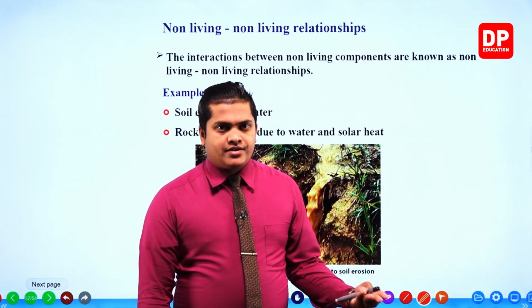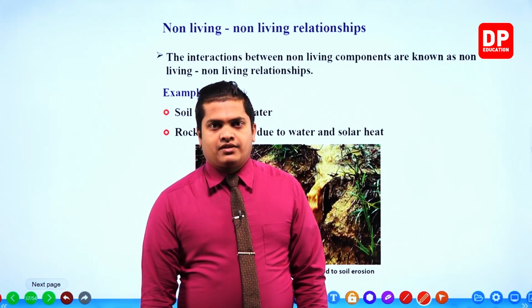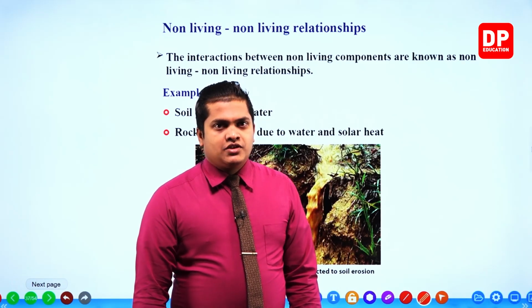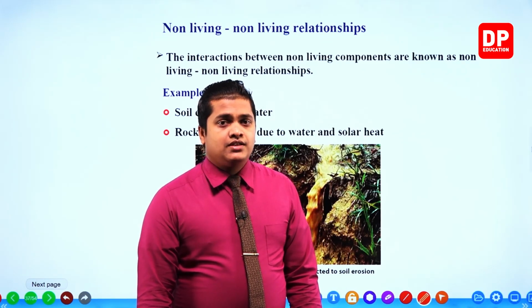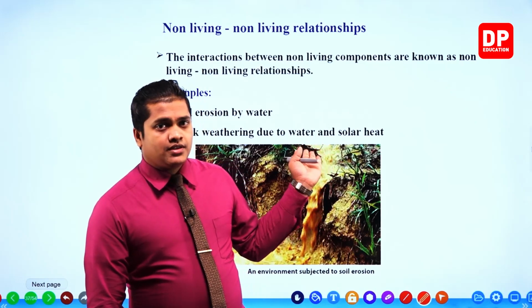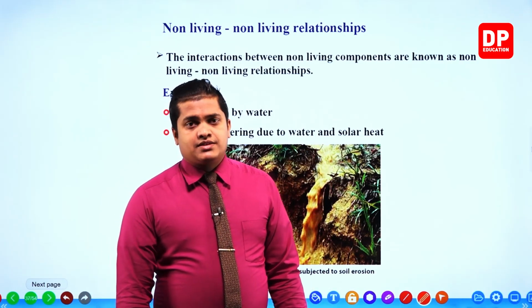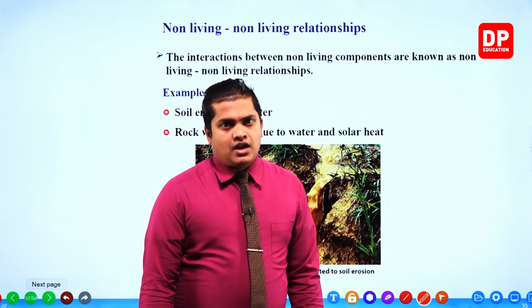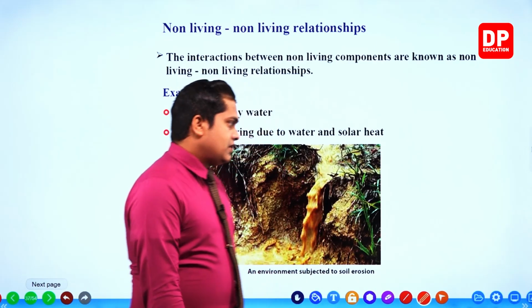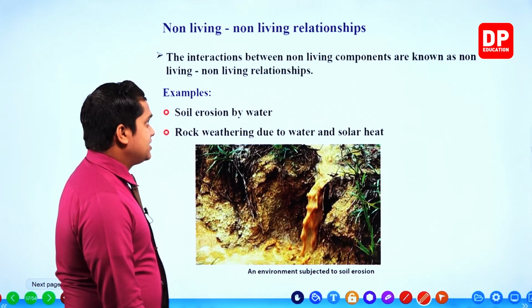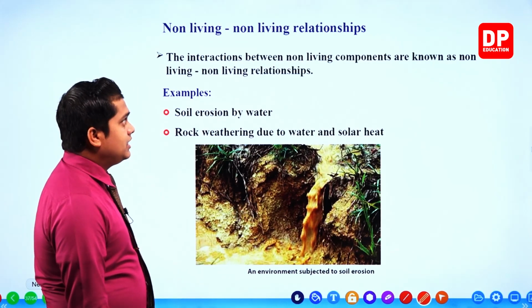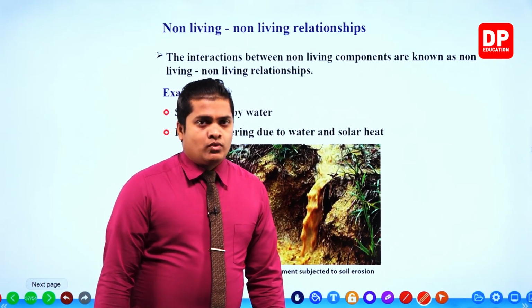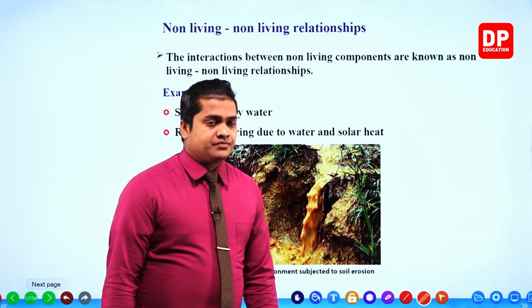That process of the weathering of rocks can be considered a non-living relationship, because, my dear children, wind, water, sunlight, all of these factors are non-living factors. Rock is also non-living. So rock weathering and the rock cycle, and also here the soil erosion, these things are considered non-living relationships. These are the examples for non-living relationships. The specialty here is that non-living components are the ones which are interacting with each other.